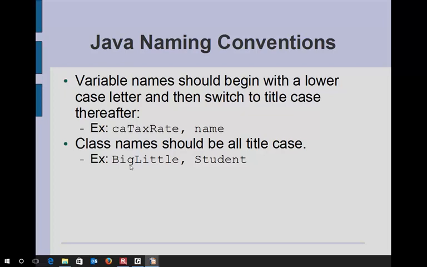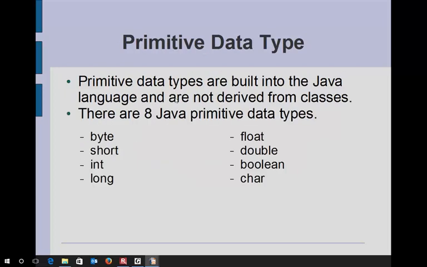Now, what about the data type? In Java, there are 8 data types. These are what we call primitive data types, so they are built into the language. Let's talk about the different types. I have my byte, short, int, and long. All 4 of these types can store the same kind of data: whole numbers, or integers.